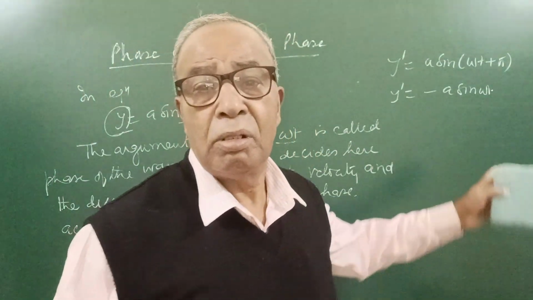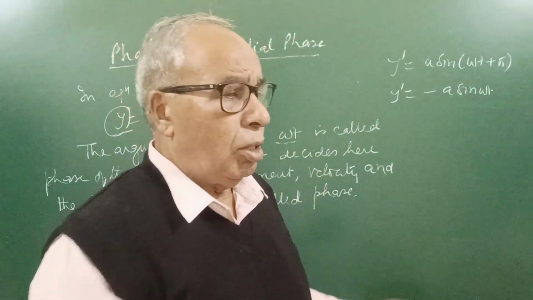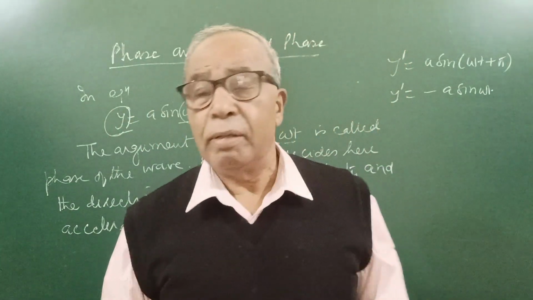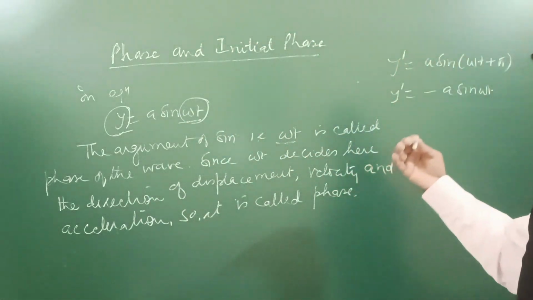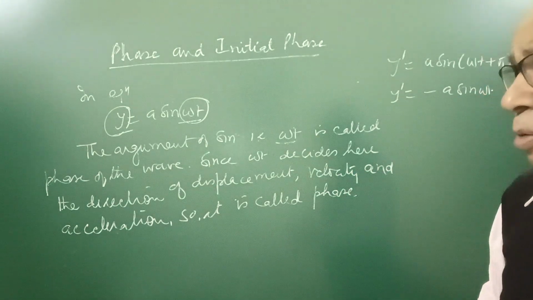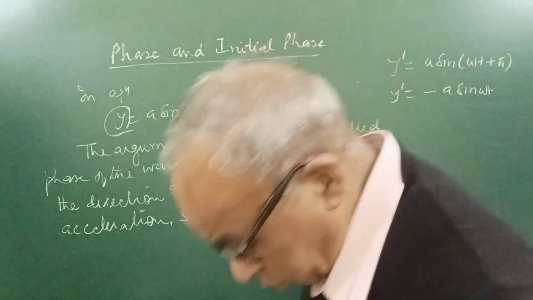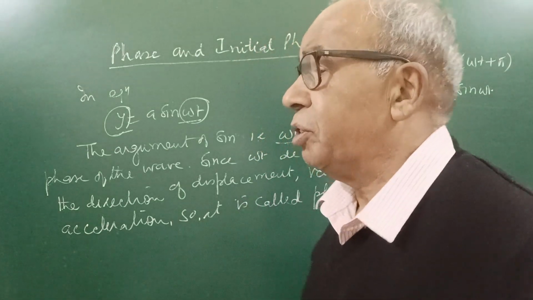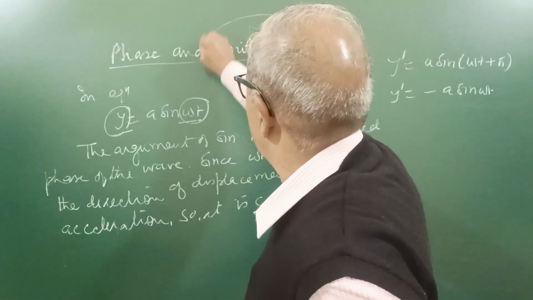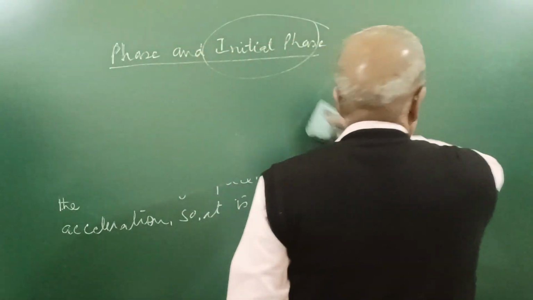Minus sign means the phase difference is pi, or maybe pi by 2, pi by 4. So then there will be a difference of direction. If I take west to east as the positive direction, then east to west is negative. Now if someone is going at 45 degrees from south to north, 45 degrees north of east, then that has a different angle. So that is called initial phase. We will talk about that. So now come to initial phase.